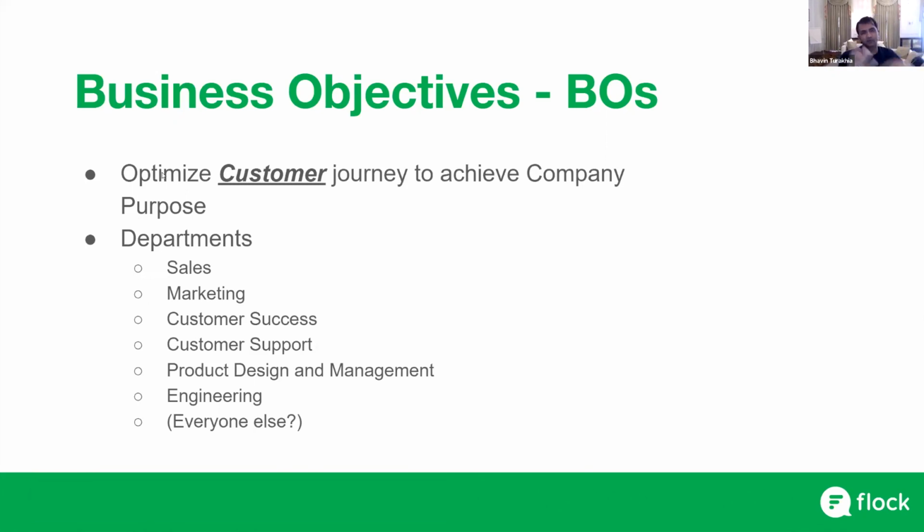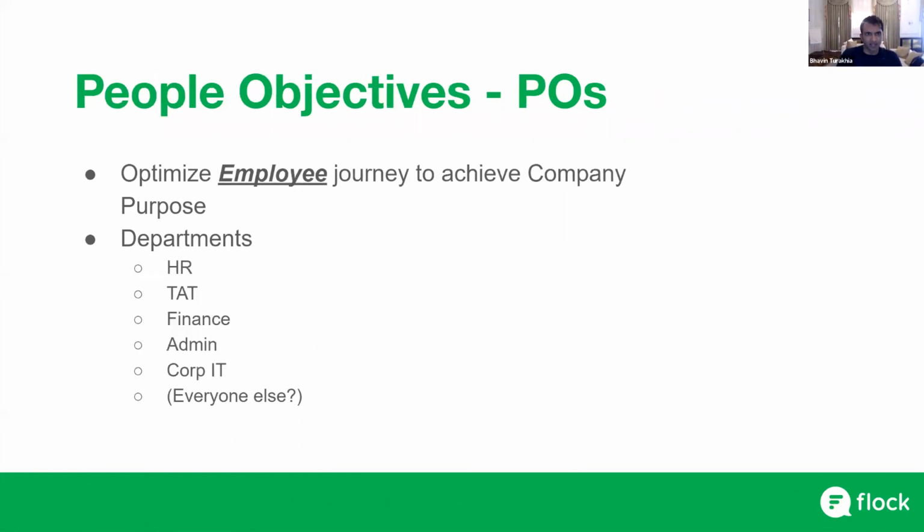So there's business objectives, which are, as I said, about optimizing the customer journey to achieve the company purpose. And typically, the departments that handle this are product development and sales, marketing, revenue generating, go-to-market, and so on and so forth. Then you've got people objectives, or POs.